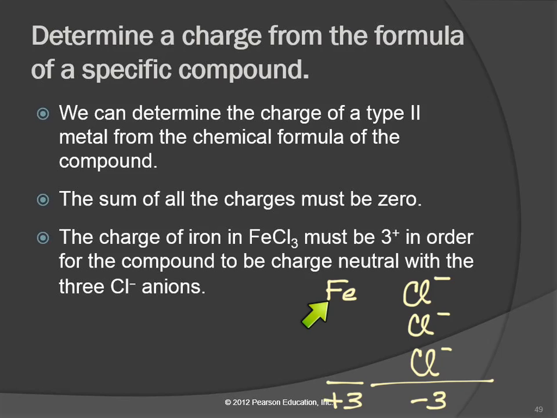How many iron atoms are in the formula? What's the subscript? It's an implied 1. There's only one of those guys, right? So he must have all of the charge. He must be a 3+. Because then the charges work out. Does that make sense? So we figure out what the charge is. Now we can name him.